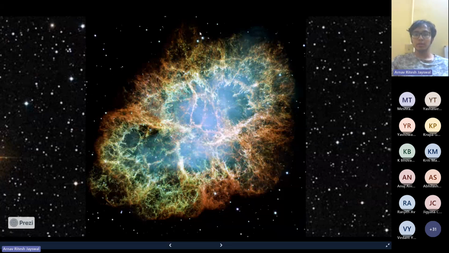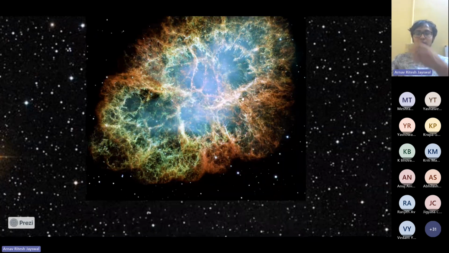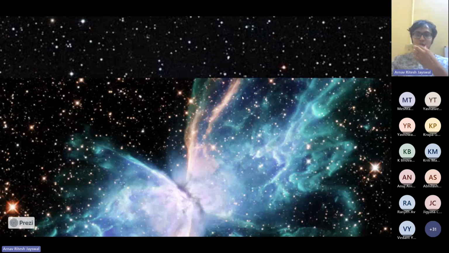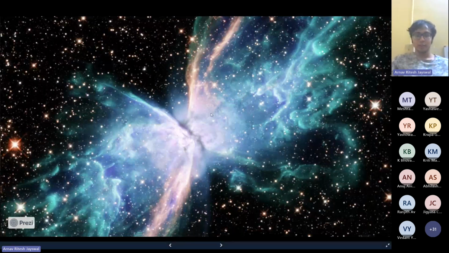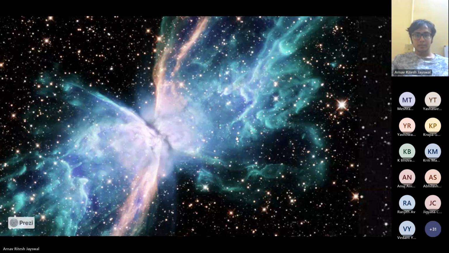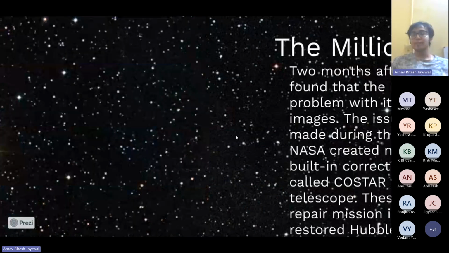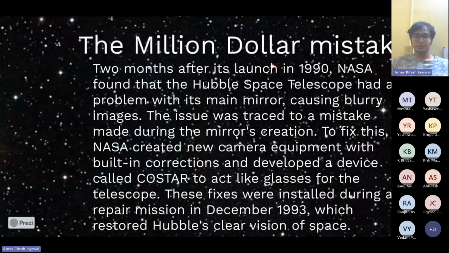And yeah, this is the Crab Nebula. It's a star forming region. And this is a butterfly nebula, which is also a really cool astrophotograph that the Hubble Space Telescope has taken. Yeah. Then this is an interesting fact about the Hubble Space Telescope.